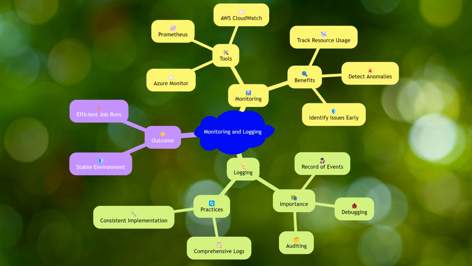Monitoring and logging are essential for maintaining the health and performance of the environment. Setting up monitoring tools allows you to track resource usage, detect anomalies, and identify potential issues before they become critical. Tools like Azure Monitor, AWS CloudWatch or Prometheus can provide real-time insights into the environment's performance.